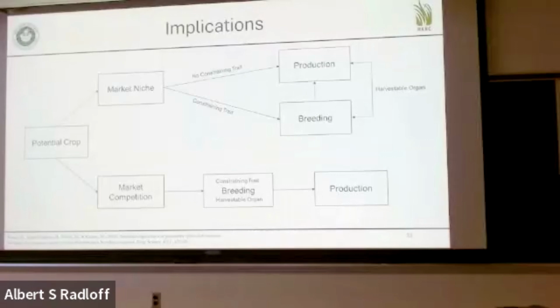If you enter into a situation where you're trying to turn to a market where you're going to have competition, then you can't really enter into production at any reliable size until you've bred for that cultivation constraining trait and the harvestable organ, where you can actually meet the competition that you're trying to enter into.